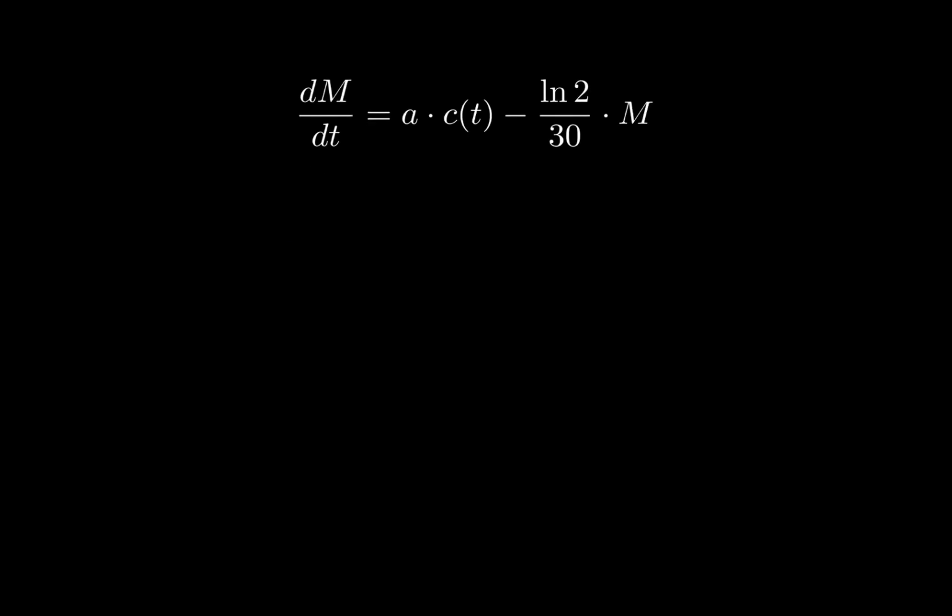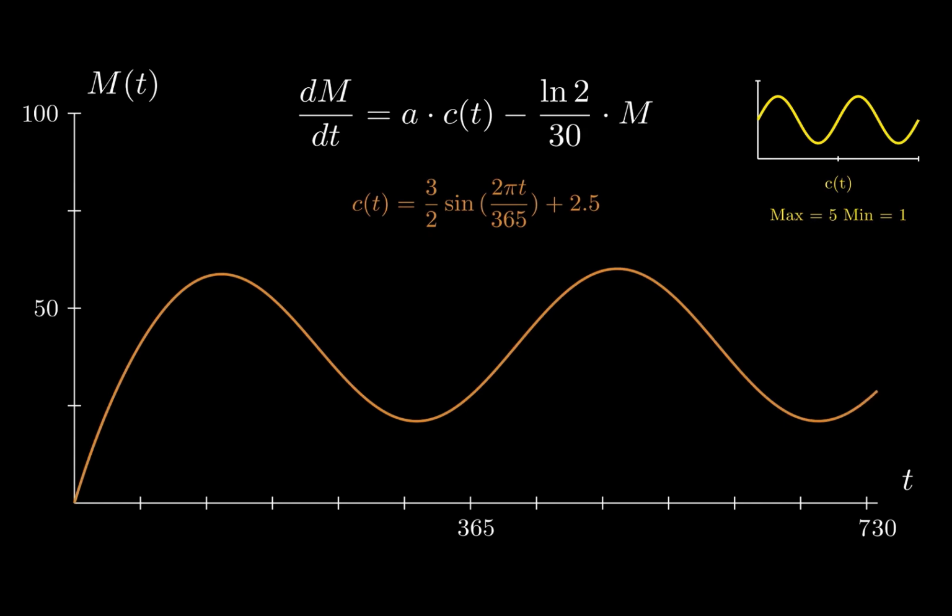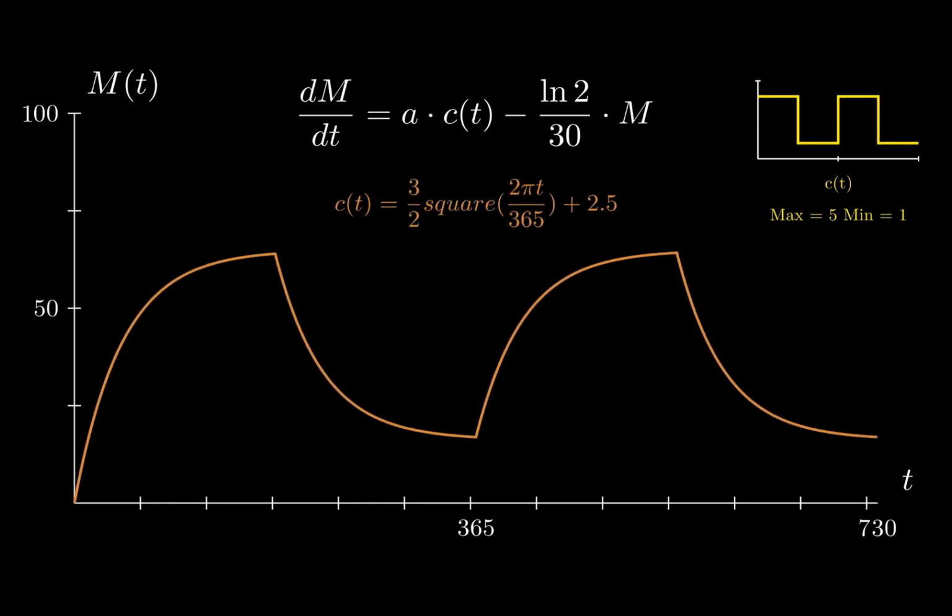For this specific model, we tried three different C of T functions. First, we used a sine function with a max consumption of 5 servings of chocolate and a minimum of 1. This gave us an oscillating graph for the blood lead content. We then used a square wave with the same max and min to represent constant eating over a certain period, such as the time following a holiday or birthday when a child might receive chocolate.